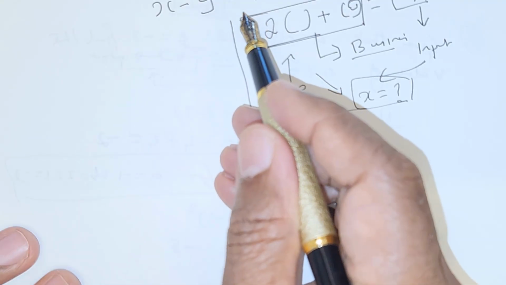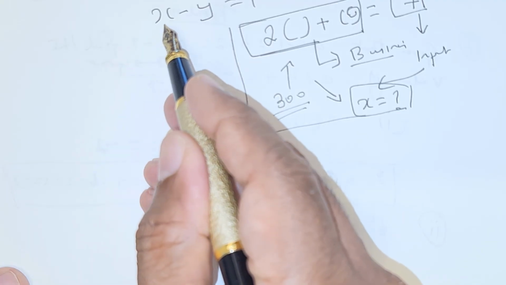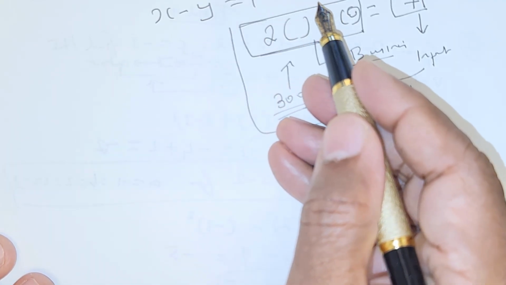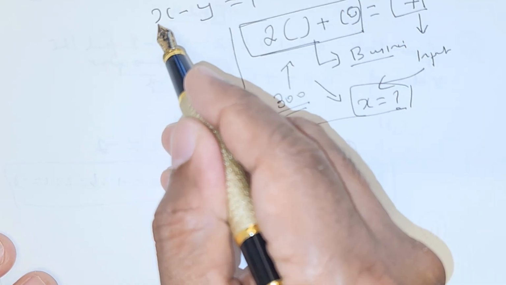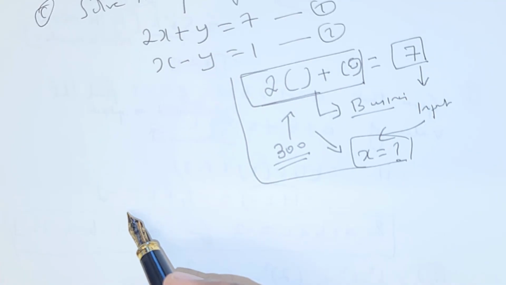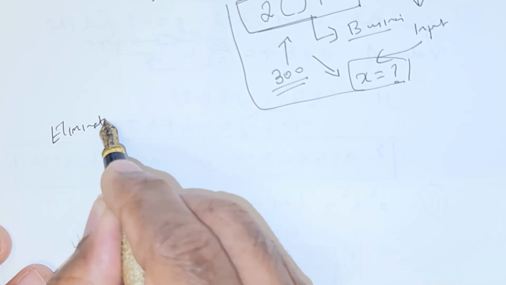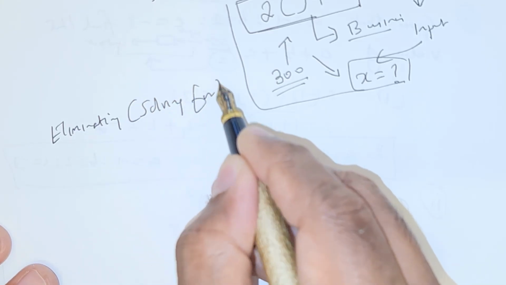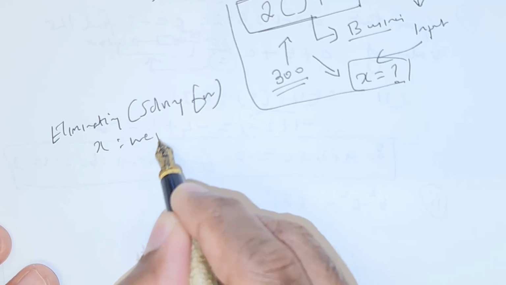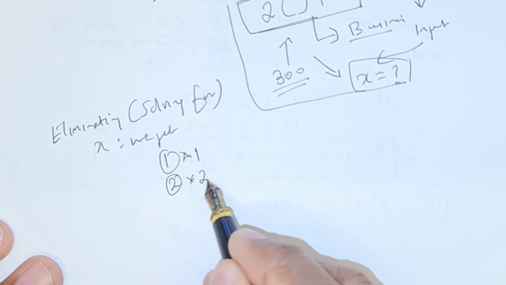Now we have to solve this. So how do I solve it? There are two ways to solve it. I'm going to show you just one method because of the interest of time. Equation 2, I can multiply by 2, to get rid of the x there. So eliminating, or you can use the word solving for x. So equation 1 is multiplied by 1, equation 2 is multiplied by 2.